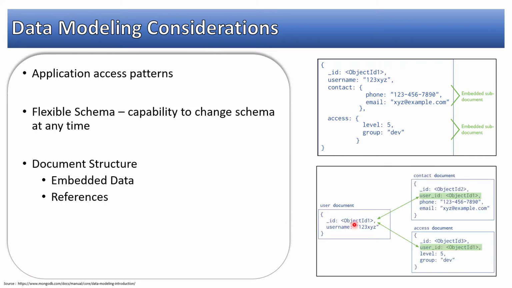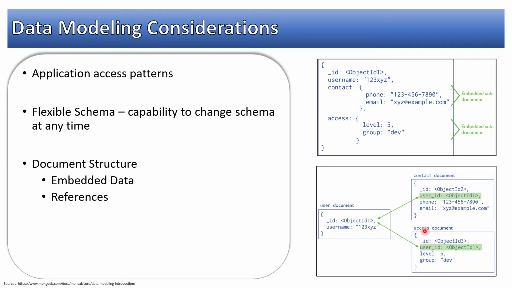References, like here I was mentioning, this is another way. We have a user document where we only have ID and username. And then a contact document, and in this contact document we have placed a reference to this user ID. So it is pointing to this user ID, and there we are storing phone and email. And here we are storing the ID as a unique record ID to make this record unique.